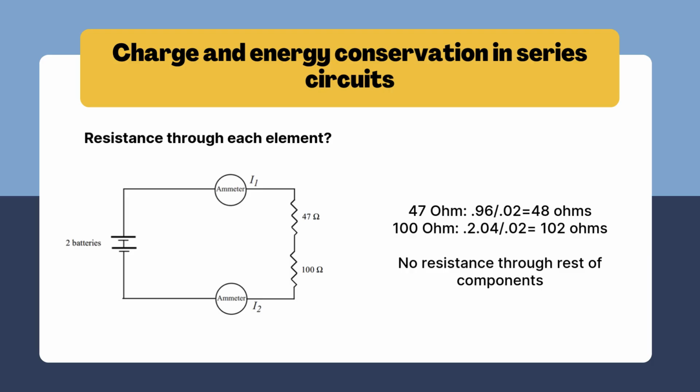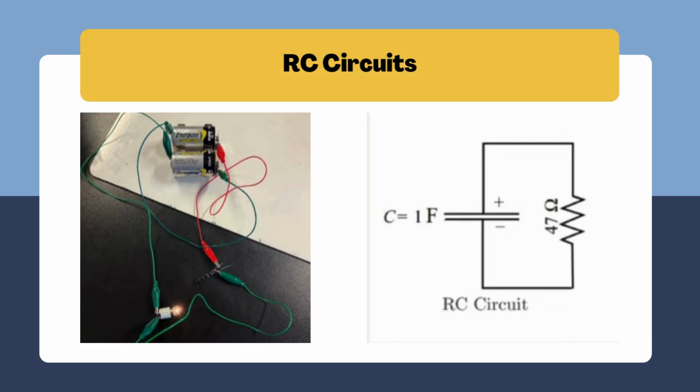So what would be the resistance through each element? It would just be the voltage difference divided by the current. So for the 47 ohm, it's actually 48 ohms, and for the 100 ohm, it's 102 ohms. And these are not accurate in the sense that the current utilized was rounded up, and there's no resistance throughout the rest of the components.